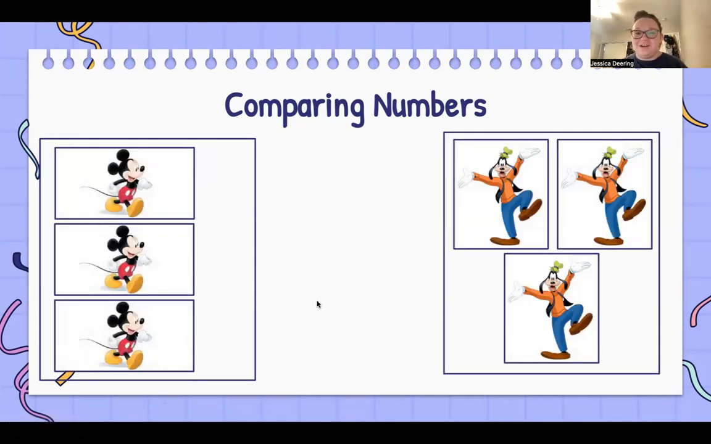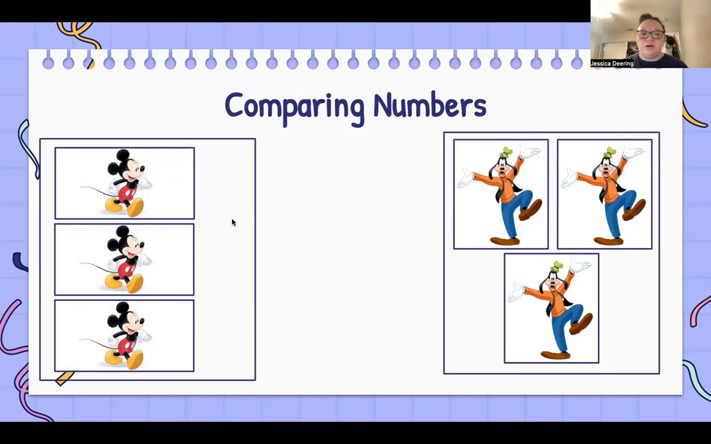Oh, my favorite. Who loves Mickey Mouse? Me too. I love Mickey Mouse. So we're going to look at Mickey Mouse and we're going to count how many Mickeys there are. Ready? 1, 2, 3. Yes, there are 3 Mickey Mouses in this group. And then on this side, we have Goofy, another one of our favorite characters. So let's count them. How many Goofies are there? 1, 2, 3.